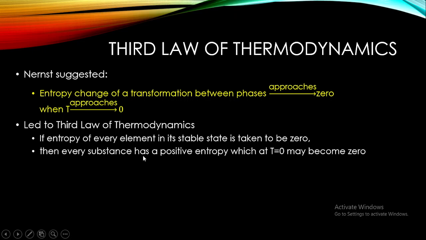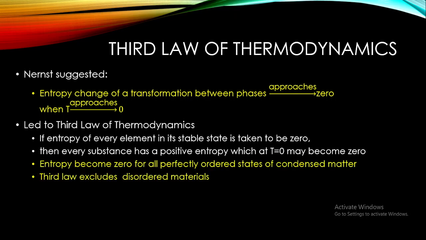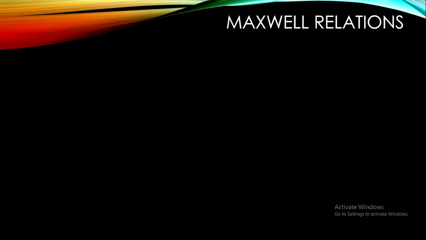And then every substance will have a positive entropy for all temperatures except at T equal to 0. As T approaches 0, the entropy will become 0. At higher temperatures, the entropy will be increasing or positive. So entropy becomes 0 for all perfectly ordered states of condensed matter. It has to be pointed out that this excludes disordered material. We are considering the ordered state of condensed matter, which happens at 0 Kelvin.